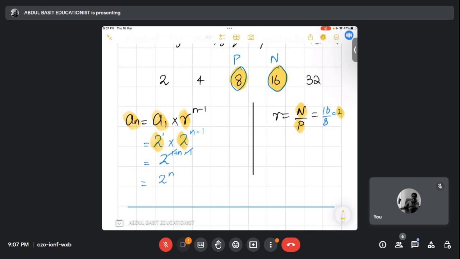You can check it by substituting 1, 2, 3. 2 power 1 is 2, 2 power 2 is 4, and 2 power 3 is 8, 2 power 4 is 16, and 2 power 5 is 32. Rida, Ramsha, beta, is this clear to both of you? Say yes or no. Yes.